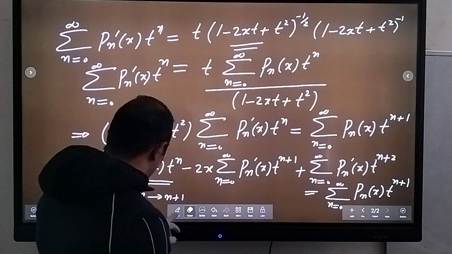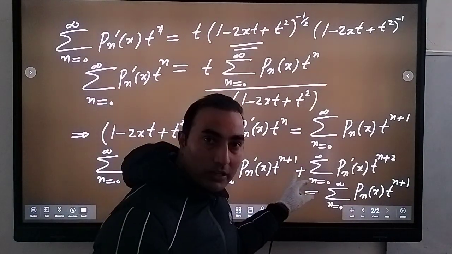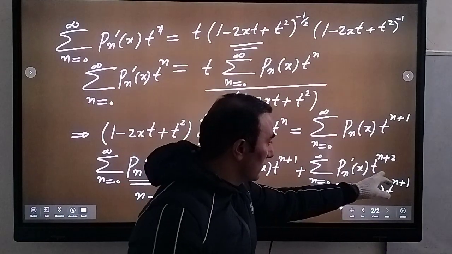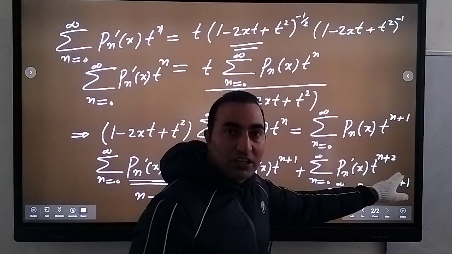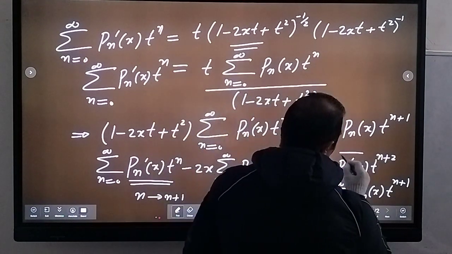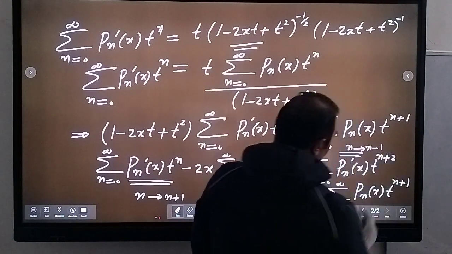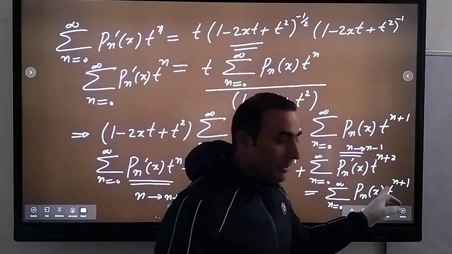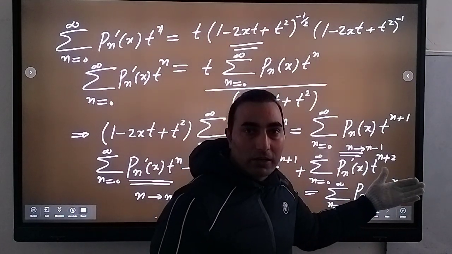Okay, so there was some problem. Okay, that's it. Now here already t raised power n plus 1 is there, but for the third term, for the third term here, this should come t raised power n plus 1. So here, for this term, we will shift that n to n minus 1. So when I shift that n to n minus 1 here, it will be p n minus 1 dash of x t raised power n plus 1 because I am shifting n to n minus 1.